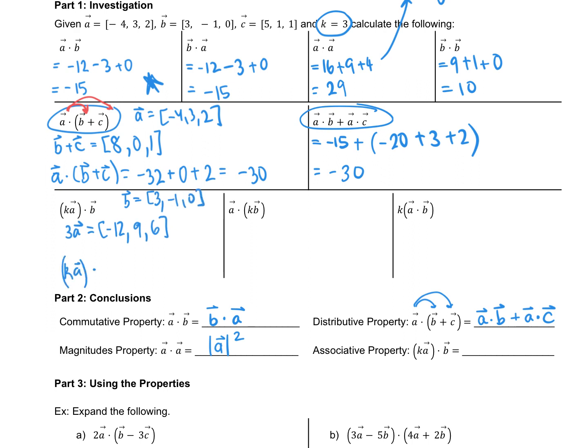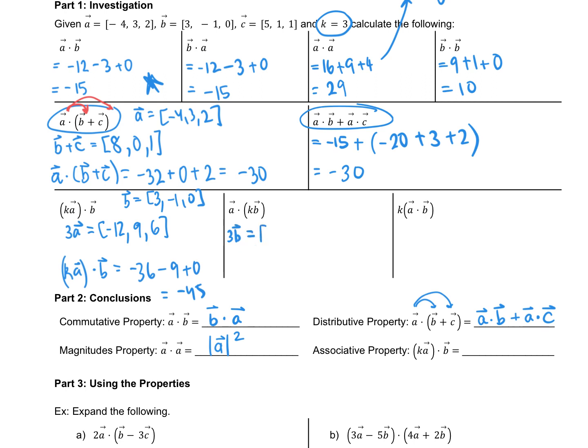So let's see what we get. -12 times 3 is -36. 9 times -1 is -9. And 6 times 0 is 0. And we get -45. Now, how is our dot product going to be affected if we put that scalar on vector B instead? So 3 times vector B.